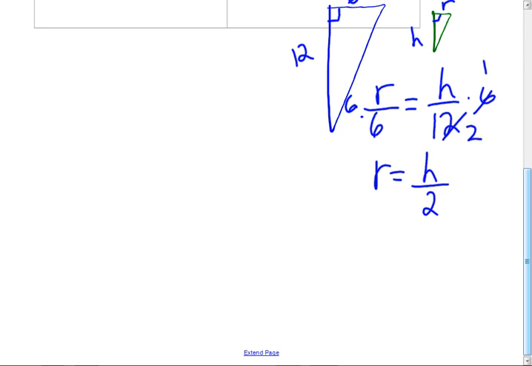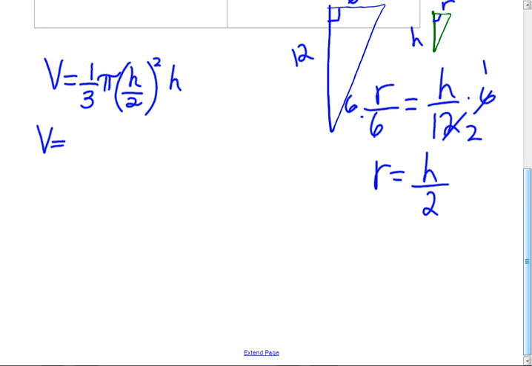So let's go ahead and put that into my volume formula. Now I know what this is, so I'm just going to write it down. Now 1/3 pi, those are constants. When I put in R squared, do I have to use parentheses? Yes. So it's H over 2. Now, if I take the derivative now, again, I have to use the product rule because H squared is changing and H is changing. So why don't I simplify that first?